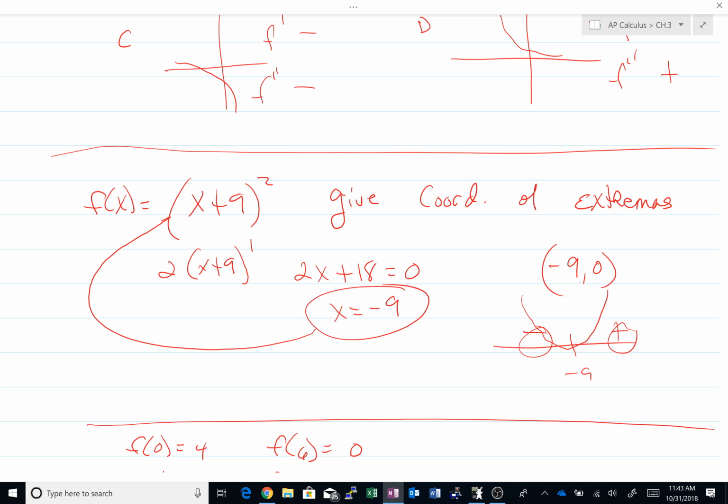Any other questions? Yes. Don't you get a positive when you plug in something left of negative 9? Well, no. Negative 10 would be negative 20. Negative 20 plus 18 would be a negative. Okay? It's all right. No worries.